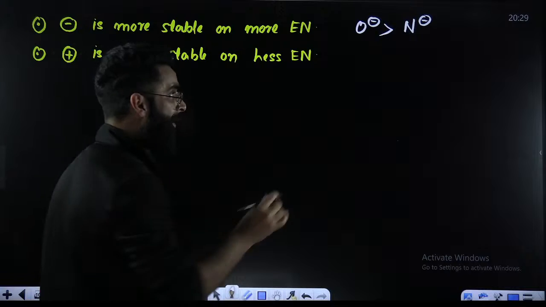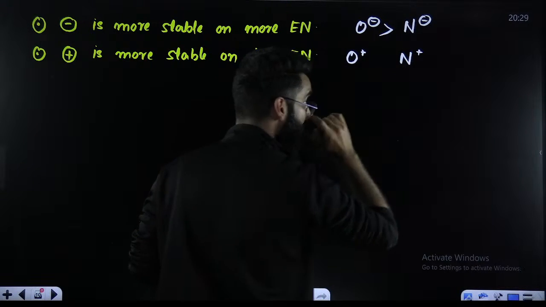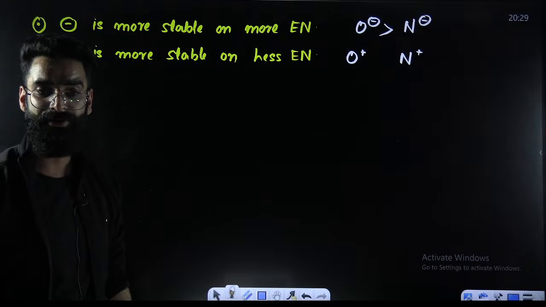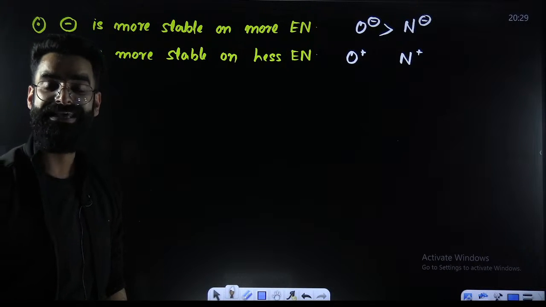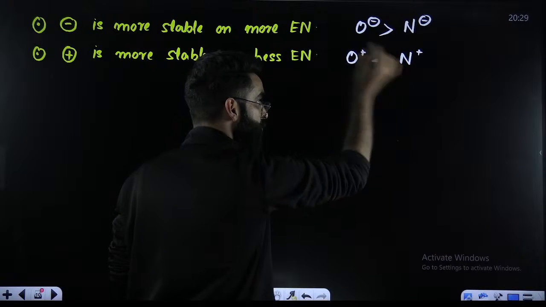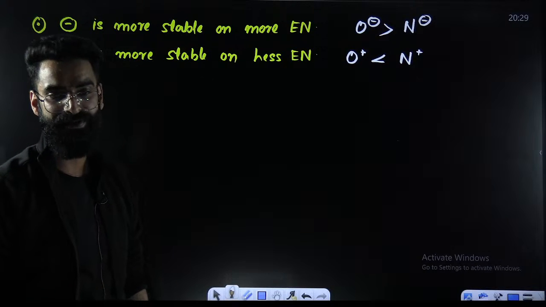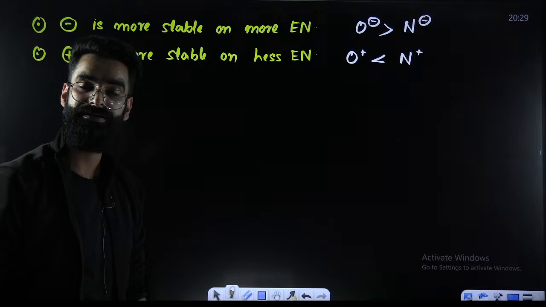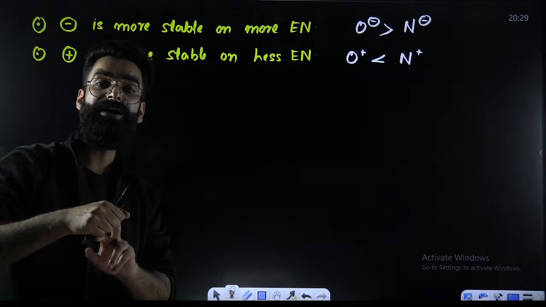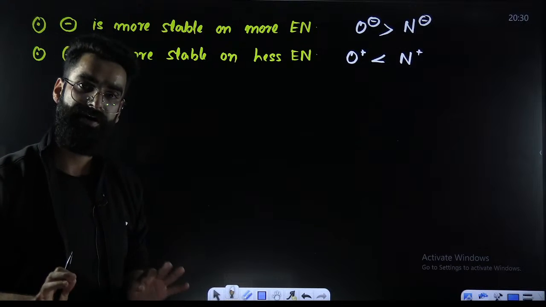Correct? Now, my dear students, let's say oxygen is carrying positive, nitrogen is carrying positive. Now, if I ask you, where is the positive charge more stable? I will say positive charge is more stable on less electronegative element. As simple as that, right? You need to remember all these things. So negative charge is more stable on more electronegative element. Positive charge is more stable on less electronegative element. Do remember it from now on.